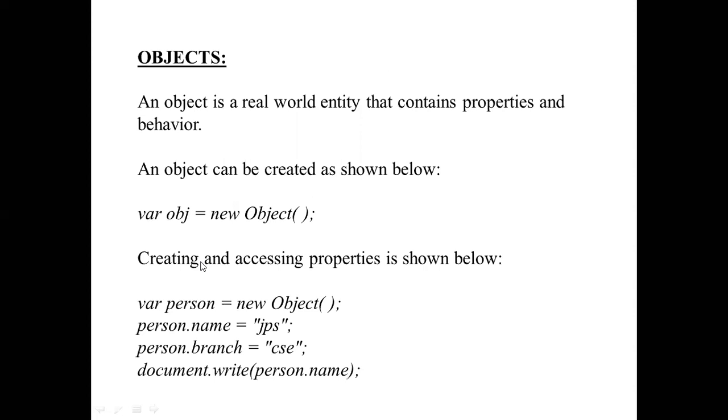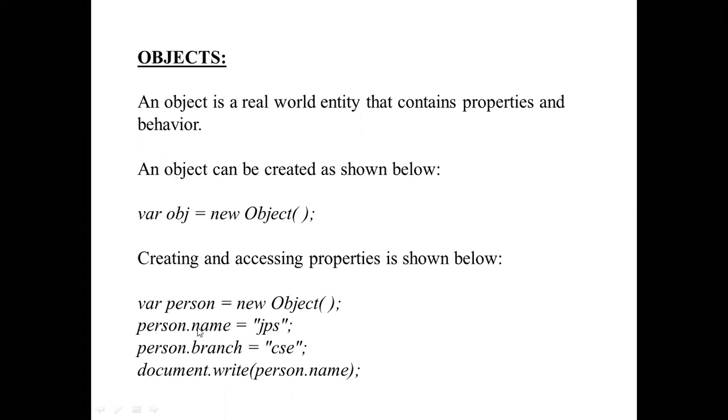So once again I repeat, here an object is the real world entity that contains properties and behavior. An object can be created as below. Here an object can be created using the new operator: var obj = new Object. So this is the creation of the object named obj. Next, accessing the properties. Here person is the object, the property is name, and JPS is the value.